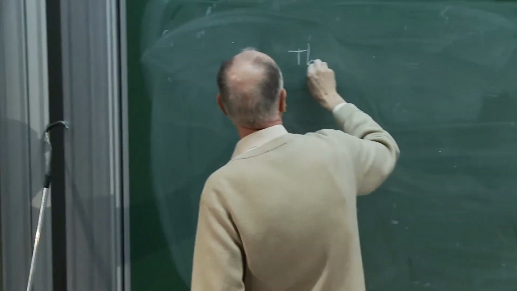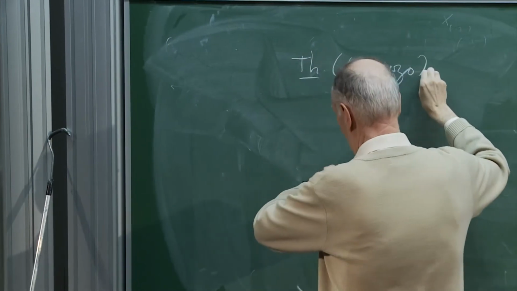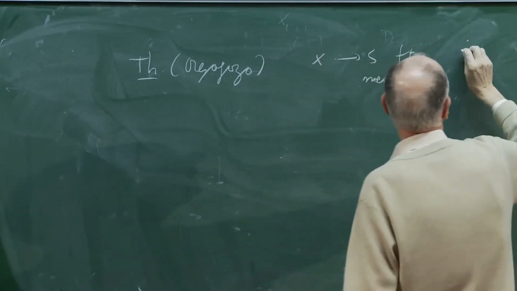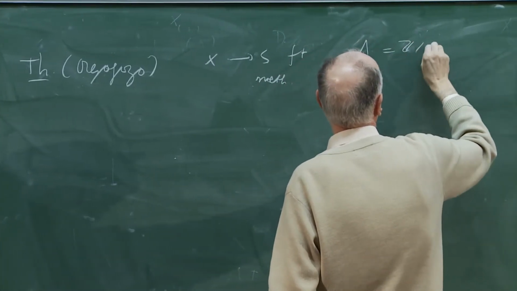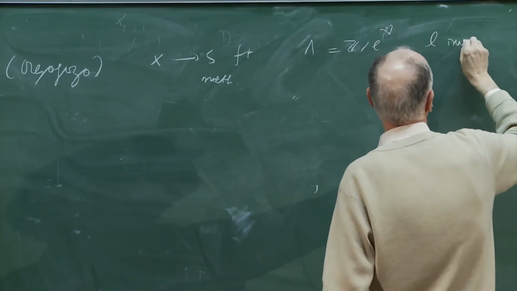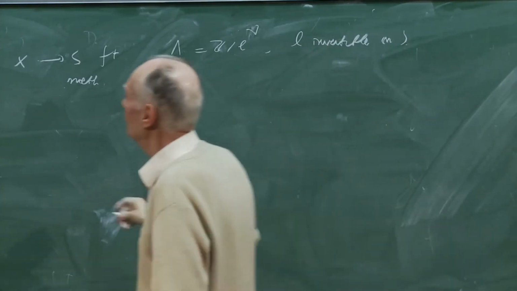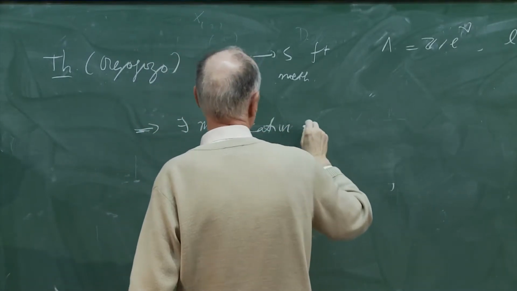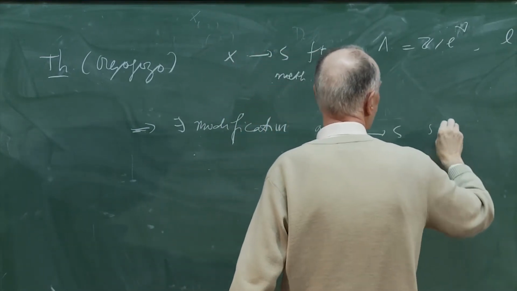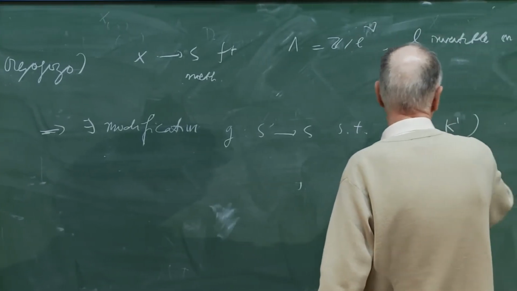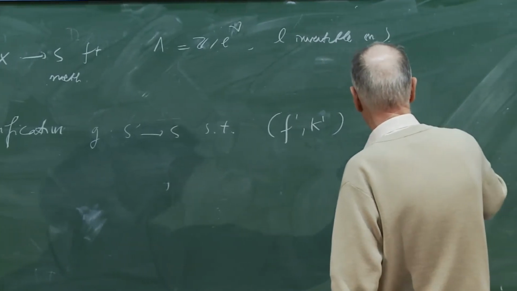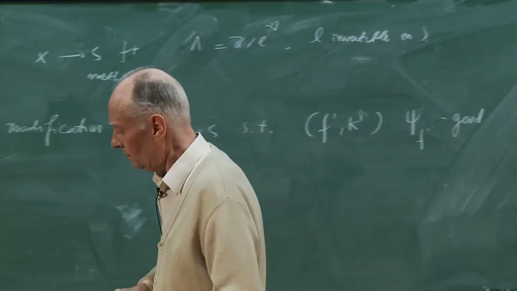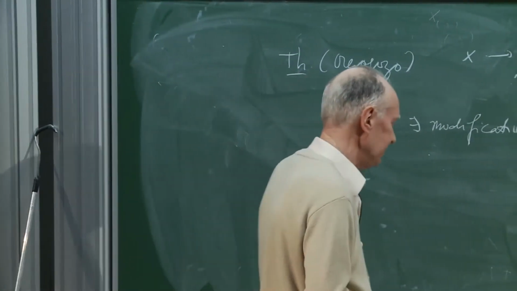So he had a theorem of Orgogozo, which is that given X over S, finite type, Noetherian here, and Lambda, of course, is Z mod L^n, is a module, and L is invertible on S. Then there exists a modification, let's say g from S' to S, such that, with the obvious notation, F' that is base changed by g is psi good. And this is the main result I will use in my proof of theorem 1.